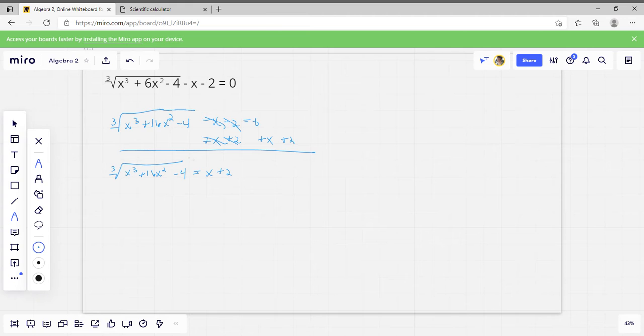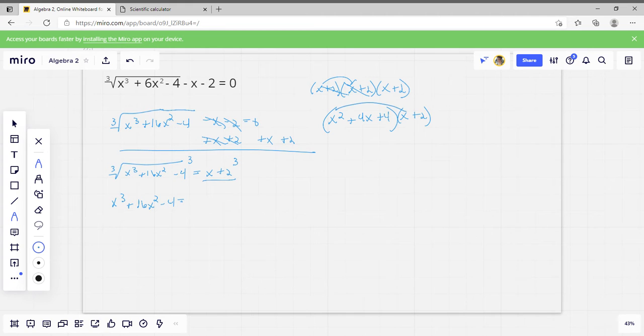Okay, so now I need to do this to the third and this to the third. I've got to cube it to get rid of that cube root. So then I'm going to have x to the third plus 16x squared minus 4 equals, okay, so that means I have to cube x plus 2. So that's going to be x plus 2 times x plus 2 times another x plus 2. If I rainbow this out, I'm going to get x squared plus 4x plus 4. And then I have to do it one more time. So I did 2 of those, and now one more time.